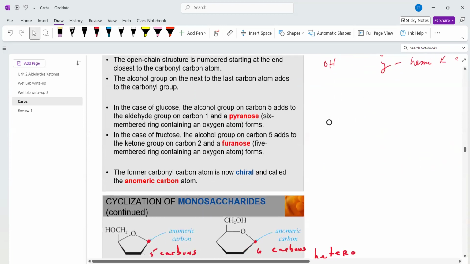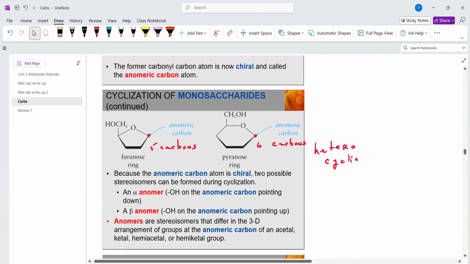The six-membered ring is called a pyranose. The five-membered ring is called a furanose. We always draw the anomeric carbon to the right, just an international thing. The technical name for the alpha beta versions of each of these is anomers, coming from anomeric. And it has to do with whether the OH group is hanging down or going up.